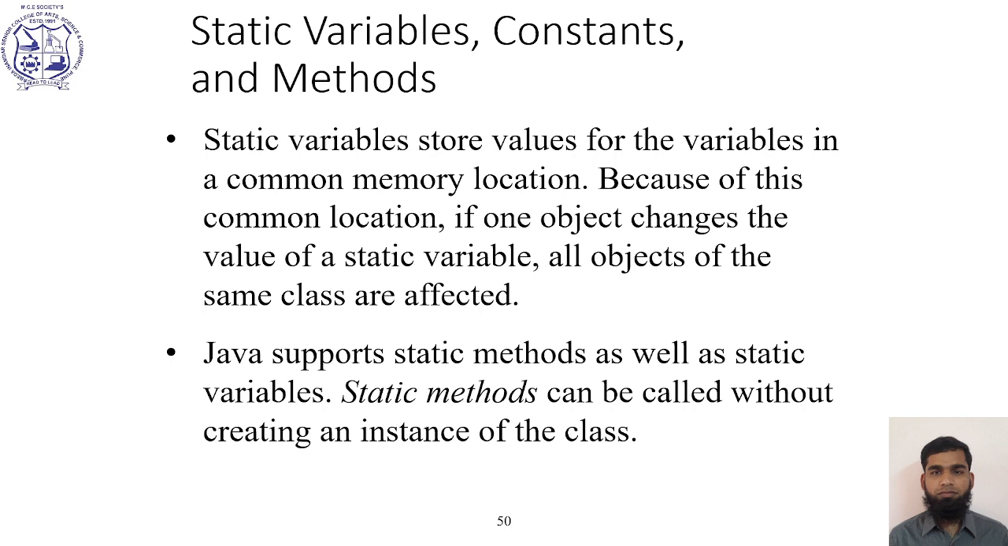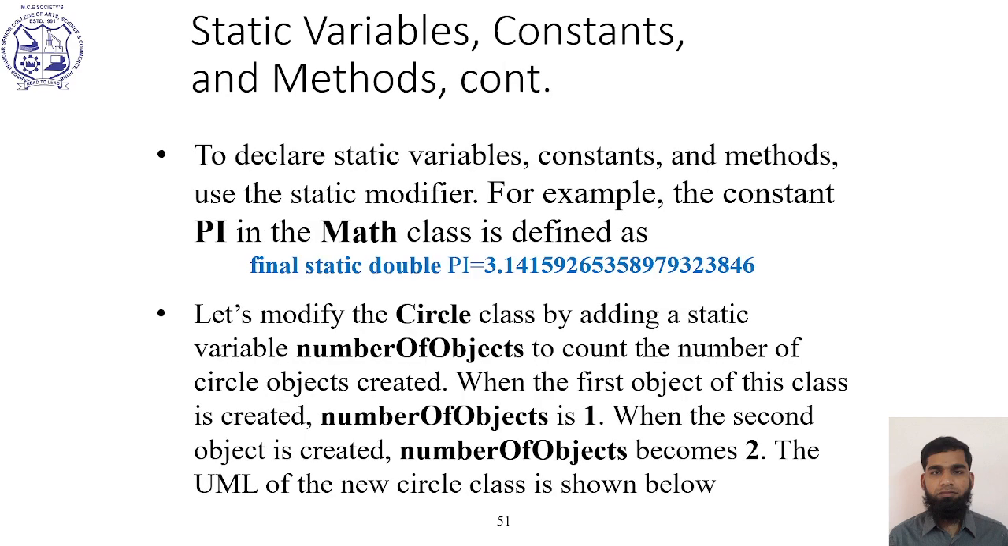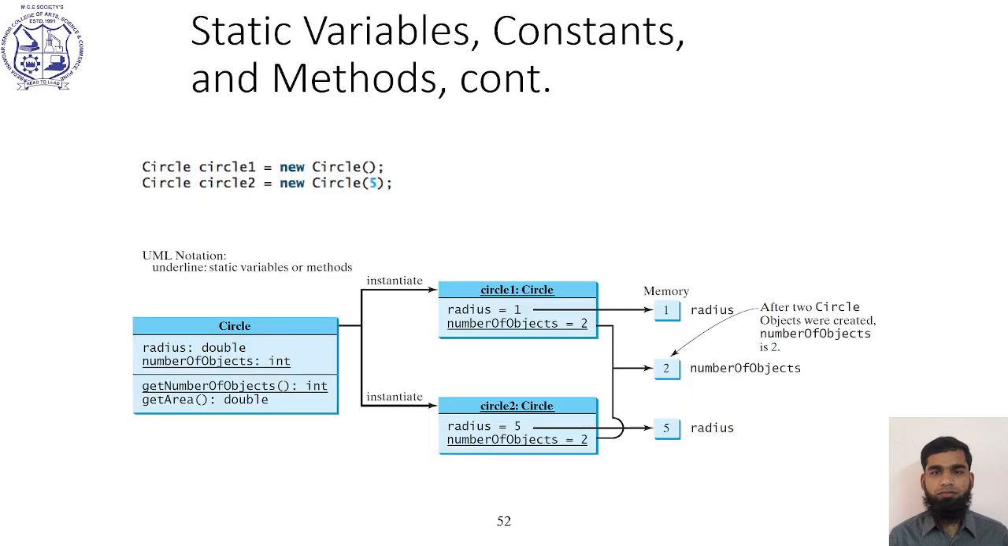A static variable stores values for the variables in a common memory location. Because of this common location, if one object changes the value of a static variable, all objects of the same class are affected. Java supports static methods as well as static variables. A static method can be called without creating an instance of the class. To declare static variables, constants, and methods, use the static modifier. For example, the constant pi in the Math class is defined as final static double, and we are declaring the value of pi.